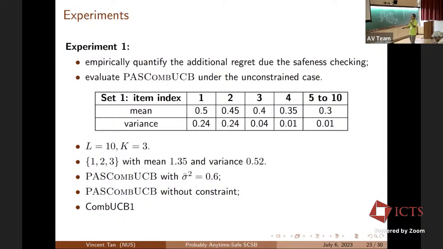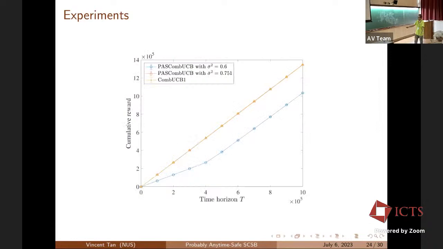So this is basically our algorithm without constraints. And we compare to COMP-UCB1, which is a standard combinatorial semi-bandit algorithm. I just want to show you this picture here. The x-axis is the time horizon, and the y-axis is the cumulative reward. We are not plotting regret, we are plotting reward, so the higher the better. This is the combinatorial UCB1, and our algorithm goes as follows.